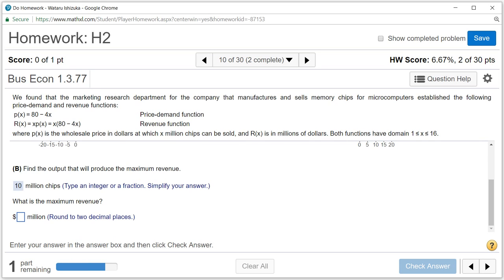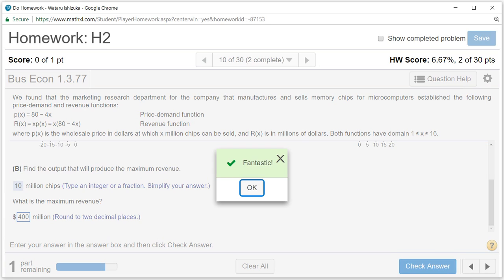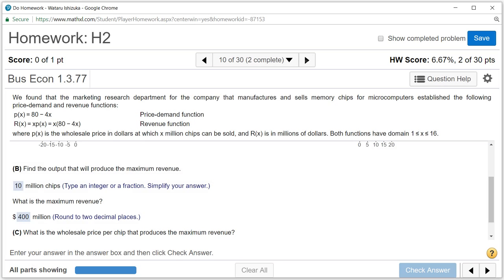All right, what is the maximum revenue? All you have to do is plug x equals 10 into the revenue function. So x is 10, and you have 80 minus 4 times 10, so it's 80 minus 40. So 10 times 40, it's 400 million. So let's put 400 million. All right, let's check the answer. We got that.